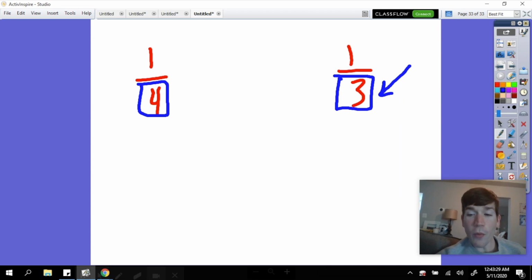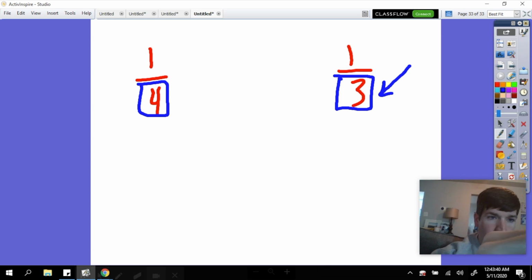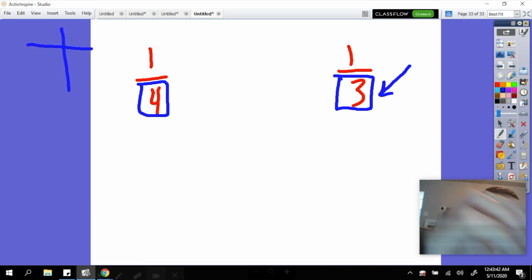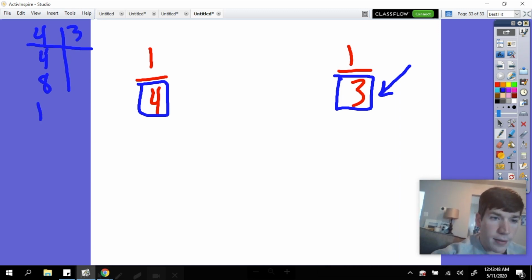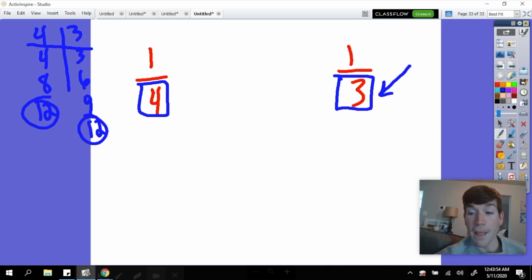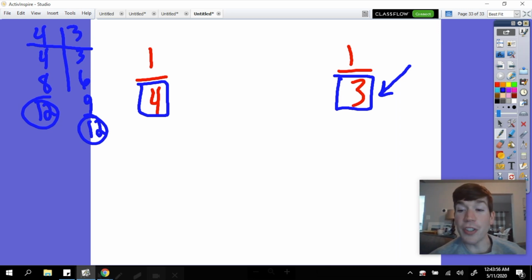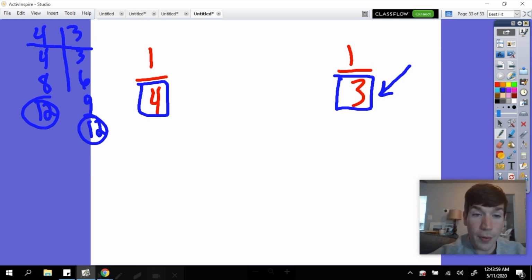Now, one way that we can connect these two fractions and make them a little more closely related is we can find a common denominator. Now, remember when we find a common denominator, we can make a chart and we could say 4 and 3. And remember, we're looking for a common multiple. So 4, 8, 12, 3, 6, 9, 12. So my common denominator is going to be 12 there. So I am going to make each denominator here into 12.